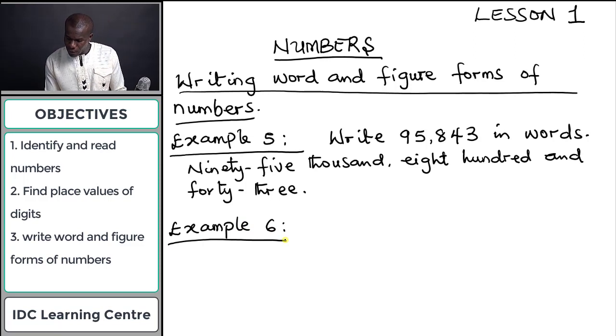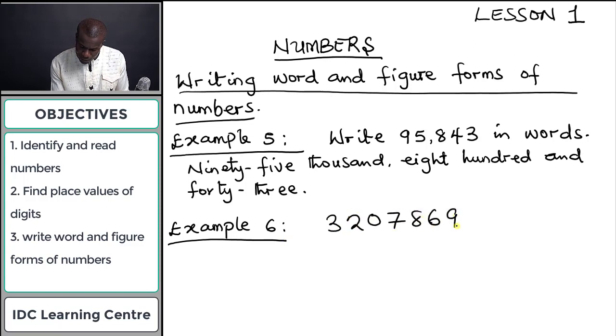I want us to write this number 3207869 in words. Like I said in example 5, please group your number. Let's count from the first digit here. 1, 2, 3, put a comma. 1, 2, 3, put your comma. And don't you forget that if you are grouping, you have to group in threes. So reading this is going to be easier for us.